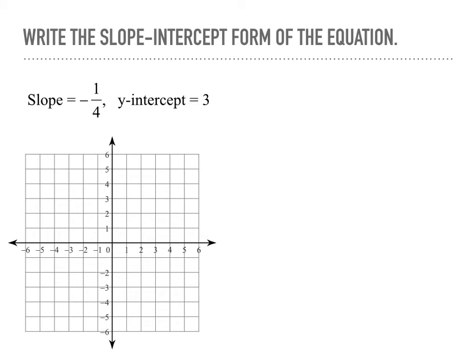Here I'm asked to write the slope-intercept form of the equation, and I like to graph the line first, even though it's not required. It just helps me to make connections in the math. So I'm going to start with y-intercept of 3. Now my slope is -1/4, so let's go down 1 and to the right 4. Place our dot. And from your y-intercept, let's go up 1 and to the left 4. Place our third dot, connect those dots. So that's what the graph looks like with a slope of -1/4 and a y-intercept of 3.